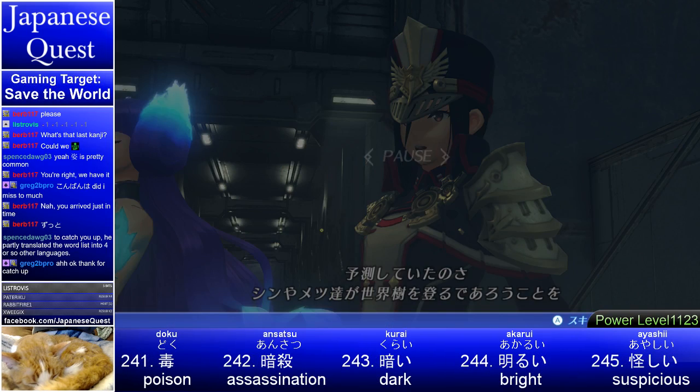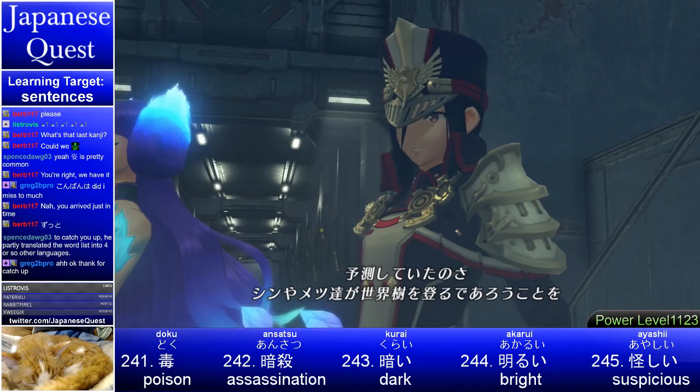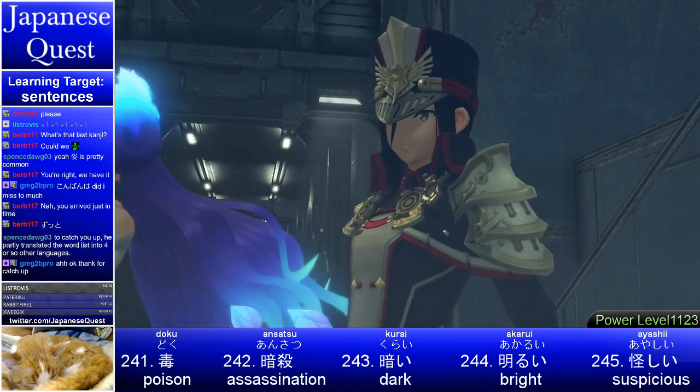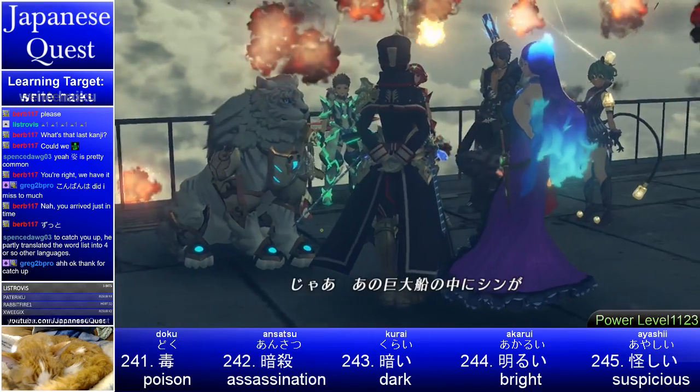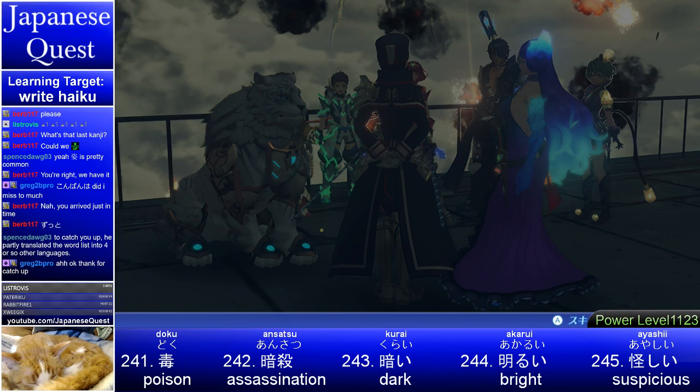So yeah, we've predicted this. Yosoku. Yosoku, to predict something, to forecast it. And then shiteita means already have predicted that. So yeah, they want to stop Shin and Metsu from climbing the World Tree. So do we.